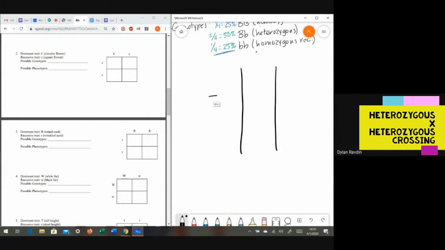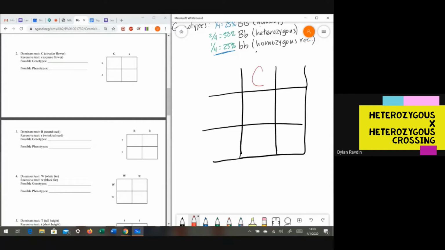We go ahead, we make our Punnett square. Okay. Up here we have our flower daddy. It doesn't really matter. It might be our flower mom. They didn't tell us. I'm going to use red in this one for dominant and blue for recessive because C's look like C's, whether they're uppercase or lowercase.